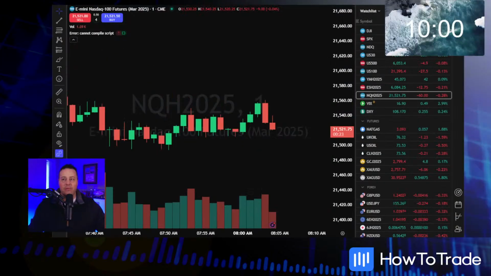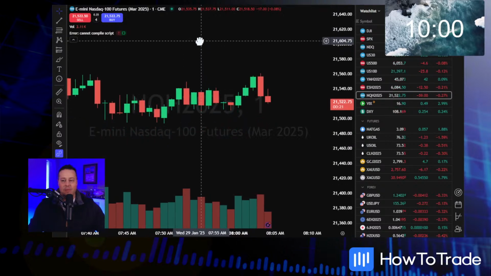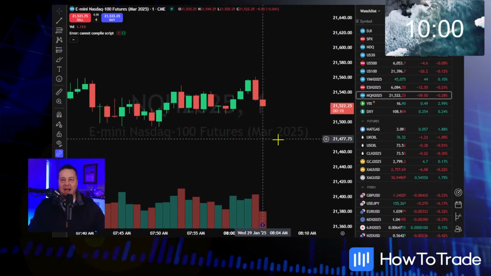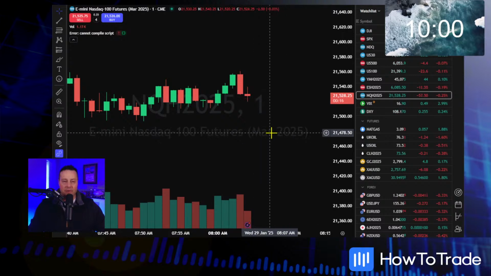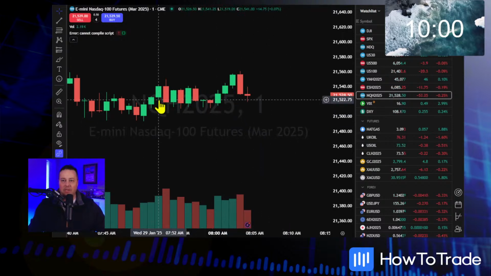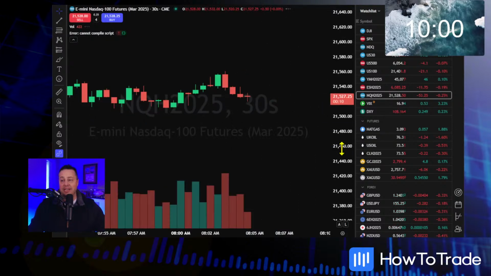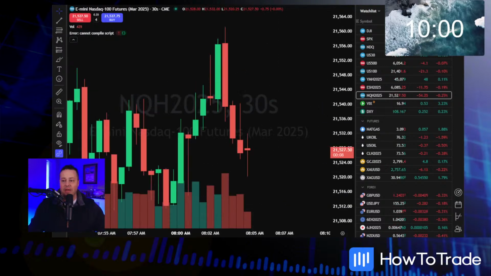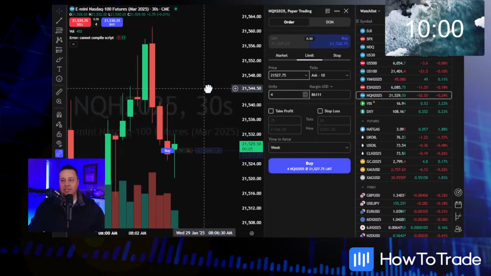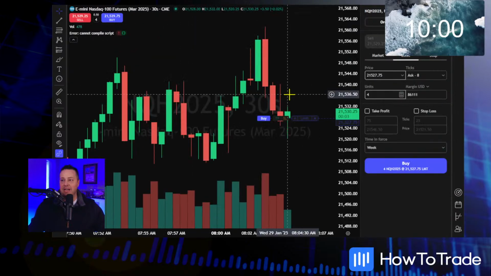We're going to have to rotate to a few of these markets that are live. This is a 1 minute chart on the NASDAQ futures. We don't have much of a range here, so I'm going to dial this way down, to about a 30-second chart on NASDAQ futures. We're going to pull up our trading dome.